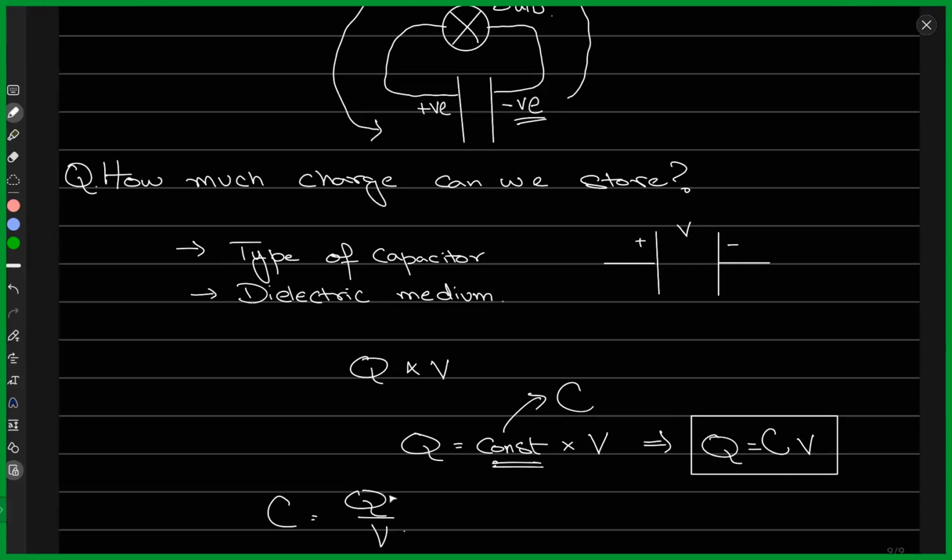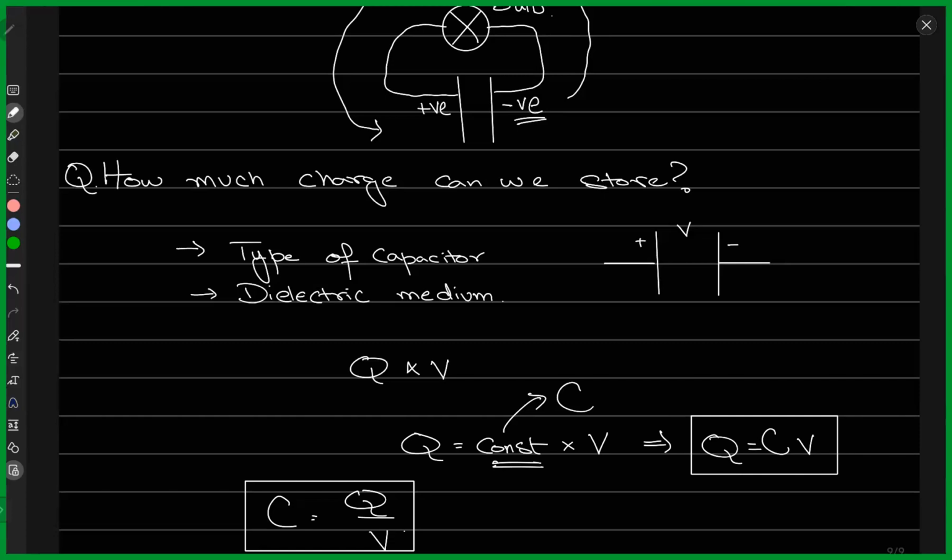So that's your capacitance. C = Q/V. So that's how you define your capacitance. So using this expression, you can compute how much charge I can store in a capacitor. The more the value of C, the more charge I can store per unit potential difference, right? So as it is Q over V.